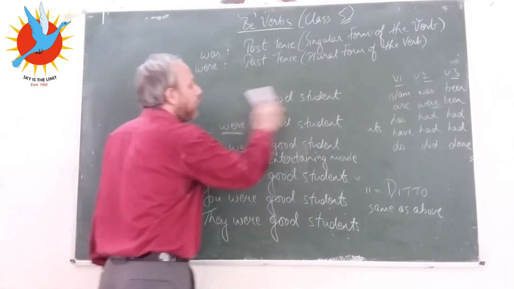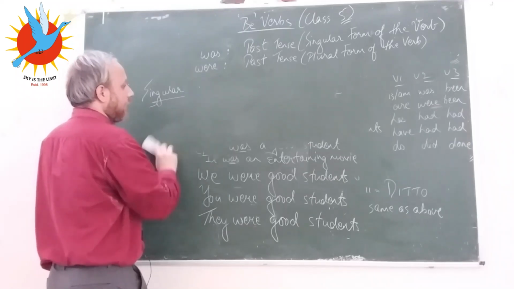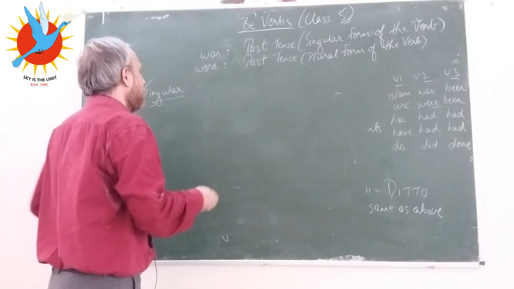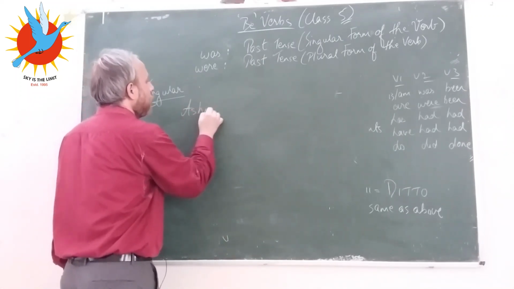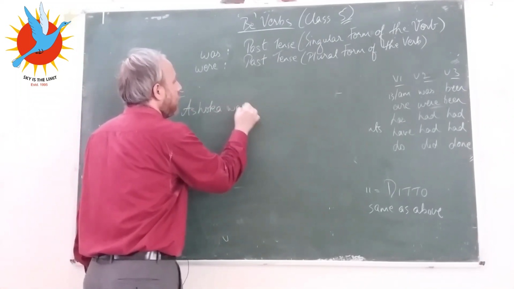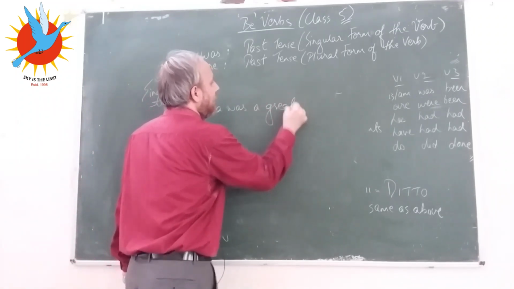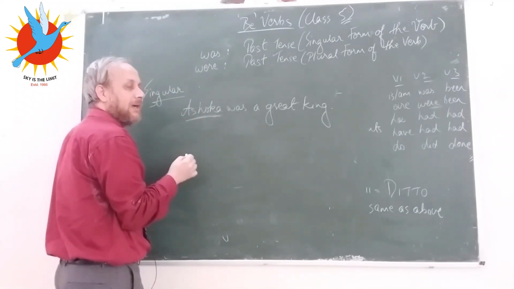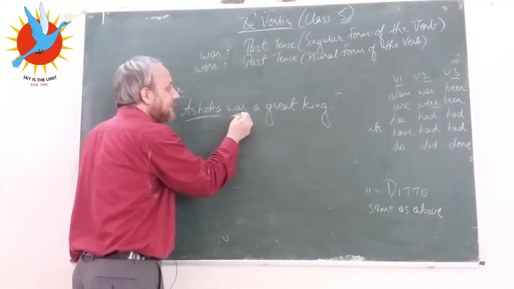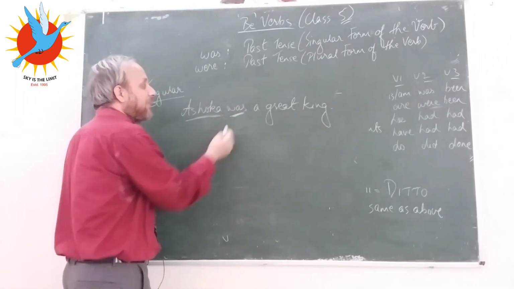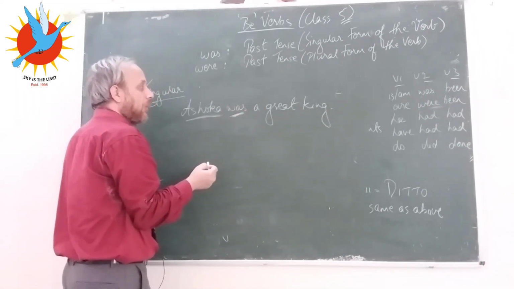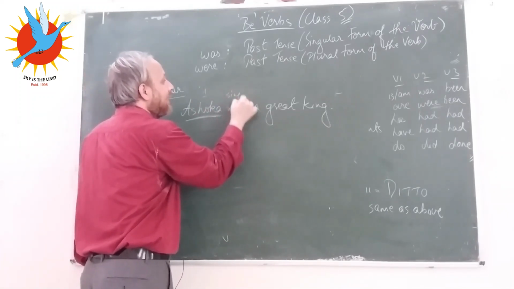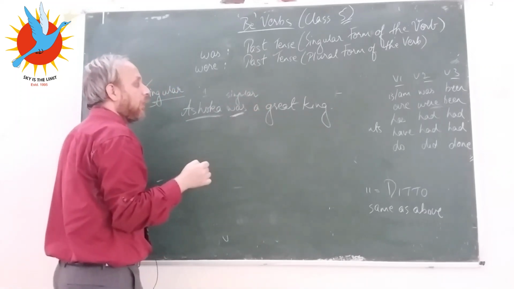Okay, I'm going to remove this from the board. Okay, so now let's look at, likewise, so let's say Ashoka was a great king, full stop. Now the subject is singular, and I'm talking about the past. That's why I've used was. And was is the singular form of the verb. The subject is singular. That's why I've used the singular form of the verb.